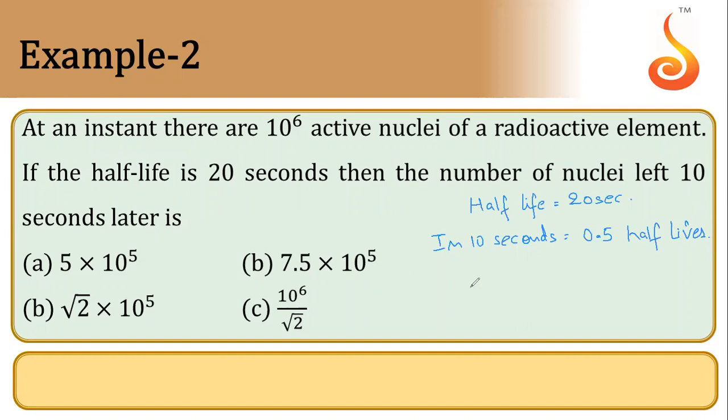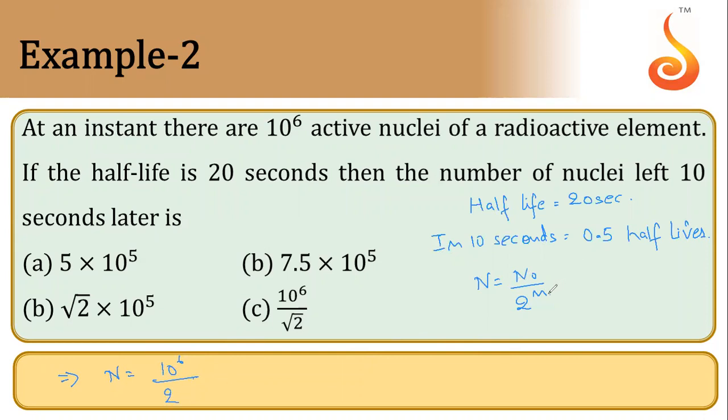Now we have to calculate the number of nuclei left. So we have the formula n is equal to n naught divided by 2 raised to power n. Here n naught is the initial number of nuclei. In the question, it is mentioned that the initial number of nuclei n naught is 10 raised to power 6. So n will be 10 raised to power 6 divided by 2.